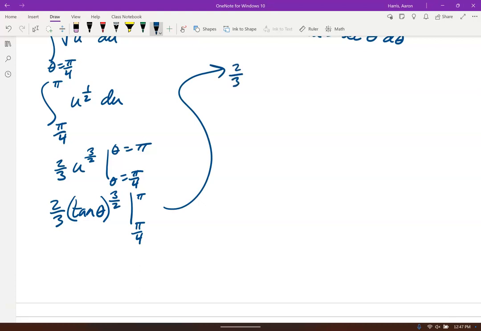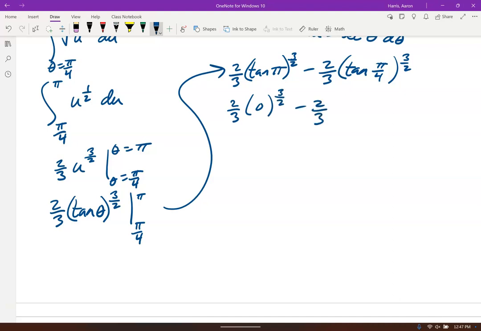So we got 2/3 tangent of pi to the 3/2 minus 2/3 tangent. Now we'll throw the pi fourth in to the 3/2. Well, tangent of pi is sine of pi over cosine of pi. Sine of pi is 0.